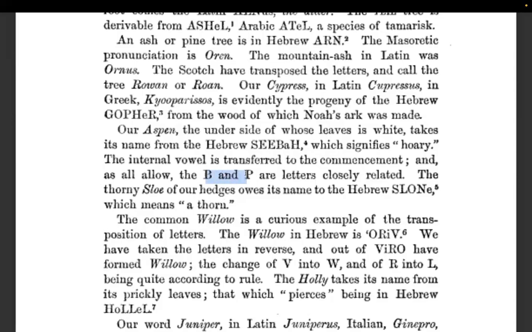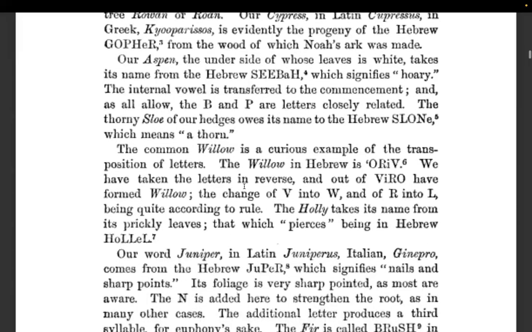This is another thing that Stephen Collins talks about in his books when he talks about the Parthian or Parthia being the county or the district of the covenant, because Brit and Parth is the same word, P and B interchangeable, right? The thorny slough of our hedges owes its name to the Hebrew sloan, which means a thorn.